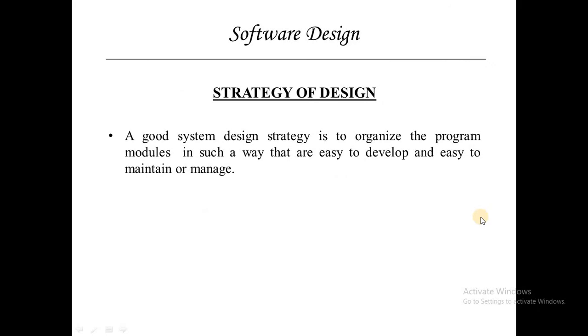Strategy of design. A good system design strategy is to organize the program modules in such a way that they are easy to develop and easy to maintain or manage. So there are two strategies. One is top down and another one is bottom up. Strategy means the organization of the modules, whether we are going to organize the modules in a top-down manner or bottom-up manner.